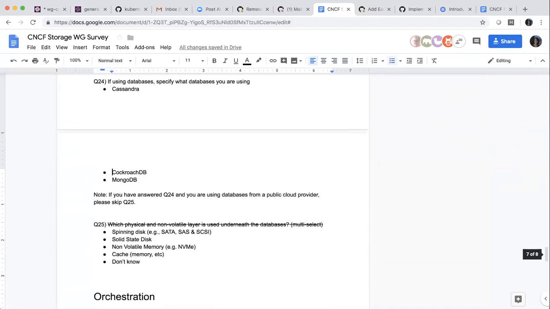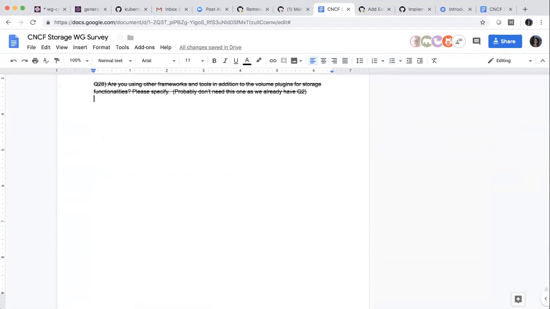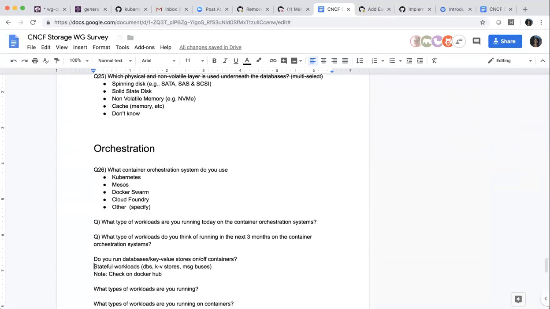Okay, and then I need to do some search on the Docker Hub to get a list of things people are using. Okay, cool. So when you're done, if you can send it to the mailing list, then I guess anybody can put in any final comments. Okay.